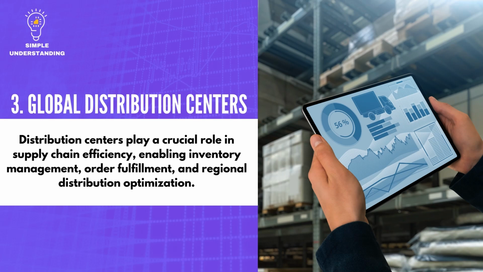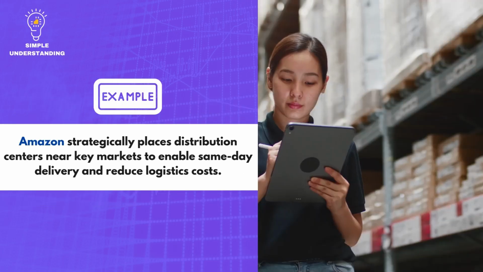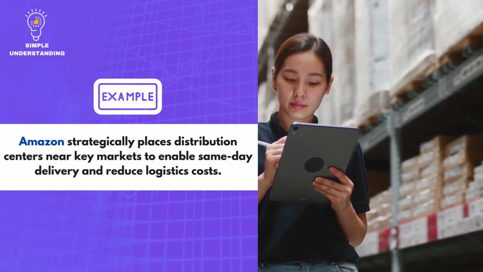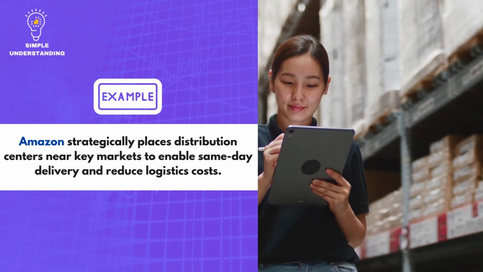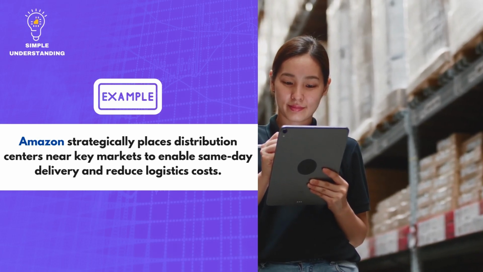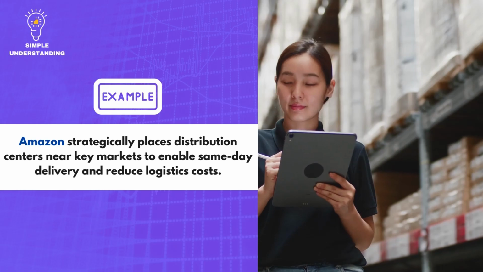3. Global distribution centers. Explanation. Distribution centers play a crucial role in supply chain efficiency, enabling inventory management, order fulfillment, and regional distribution optimization. Real company example. Amazon strategically places distribution centers near key markets to enable same-day delivery and reduce logistics costs.